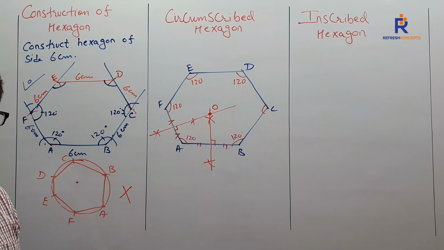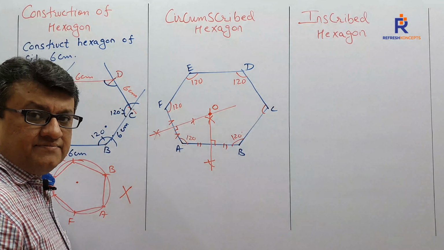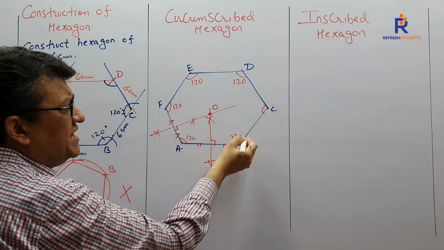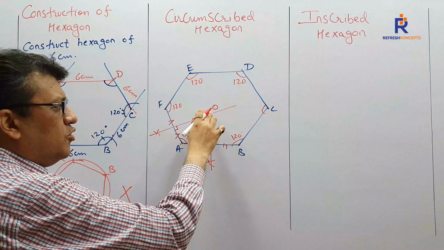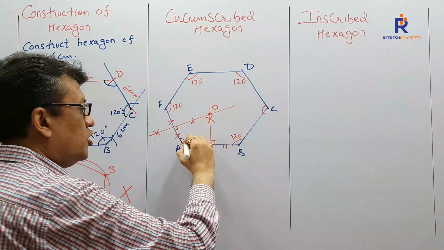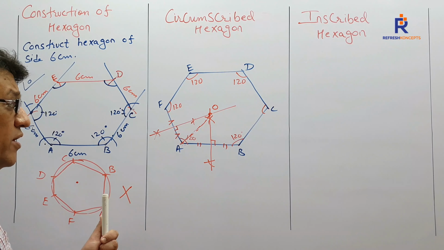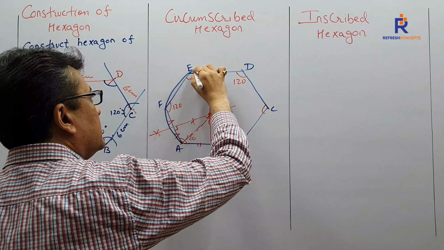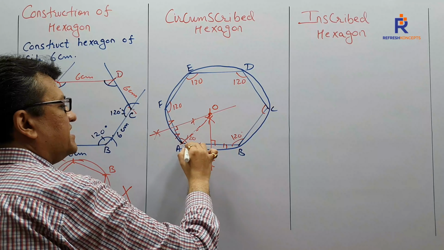Now what, children? Now with O as a center, and any vertex for that matter, A, B, C, D, E, F, whatever you want. I prefer A or B. O as a center, OA as a radius. When I draw a circle, it will pass through all the 6 vertices.